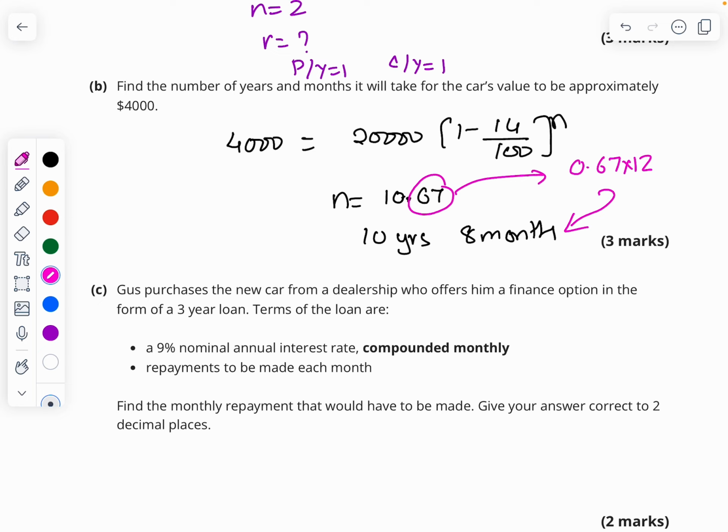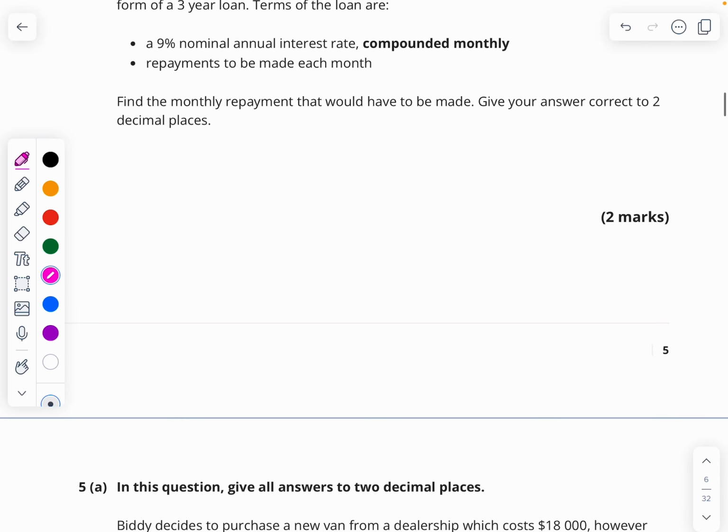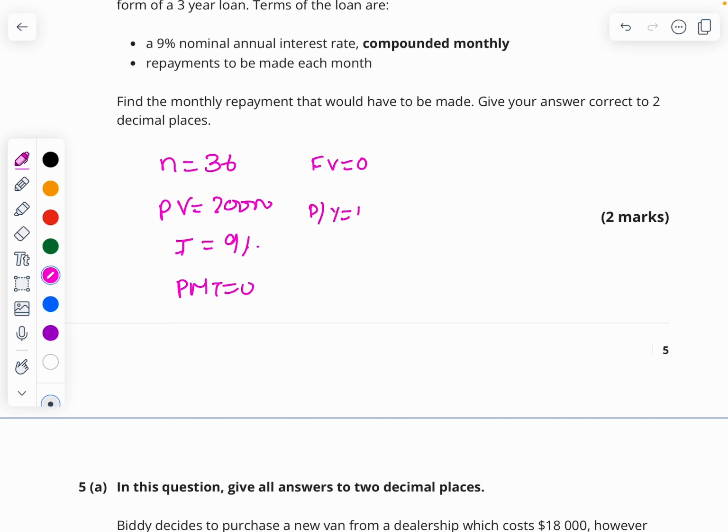Gus purchases a new car and the dealer offers him a finance option for a 3-year loan. Now 3-year loan, so N is going to be 3 times 12, which is 36. Principal value equals 20,000. Then interest is 9%. PMT you have to calculate, mark it as 0. Future value should be 0. P/Y, because it is monthly, 12. C/Y, it is 12. So when you calculate PMT, directly I'm writing that answer, you should be getting 635.99. That was question number 4.